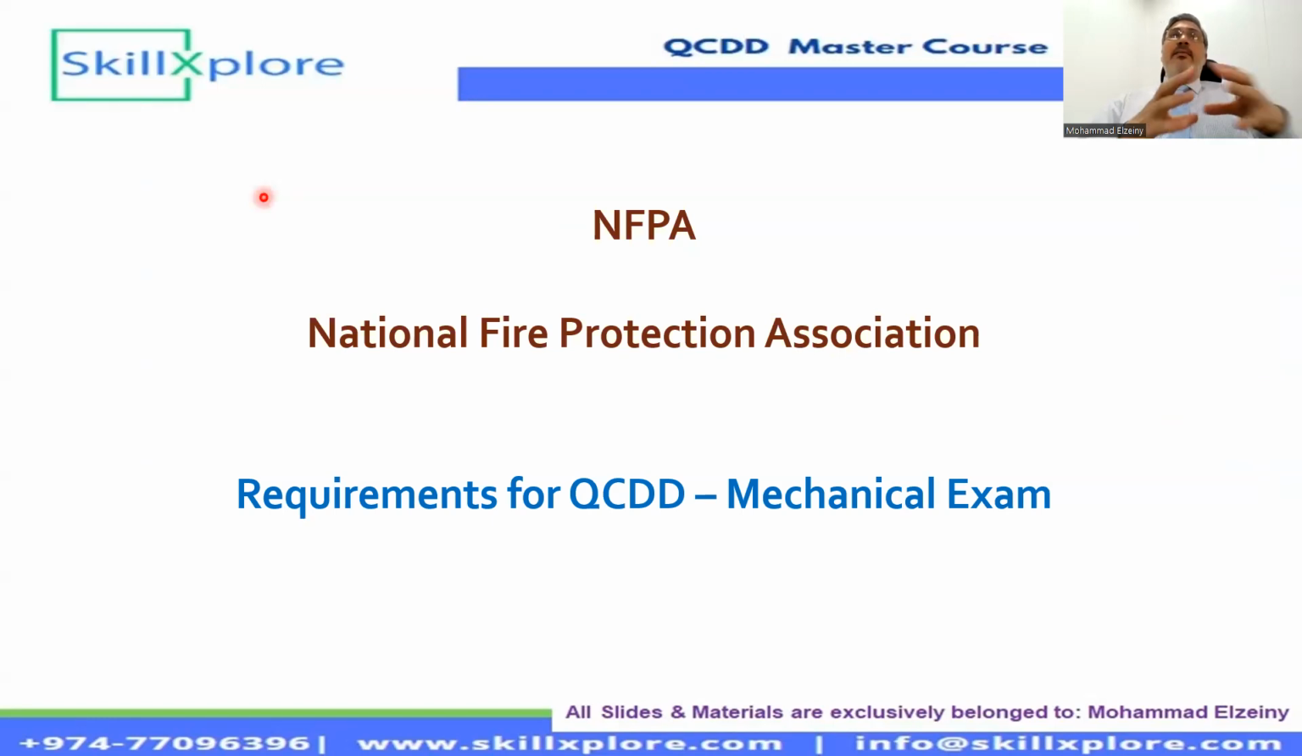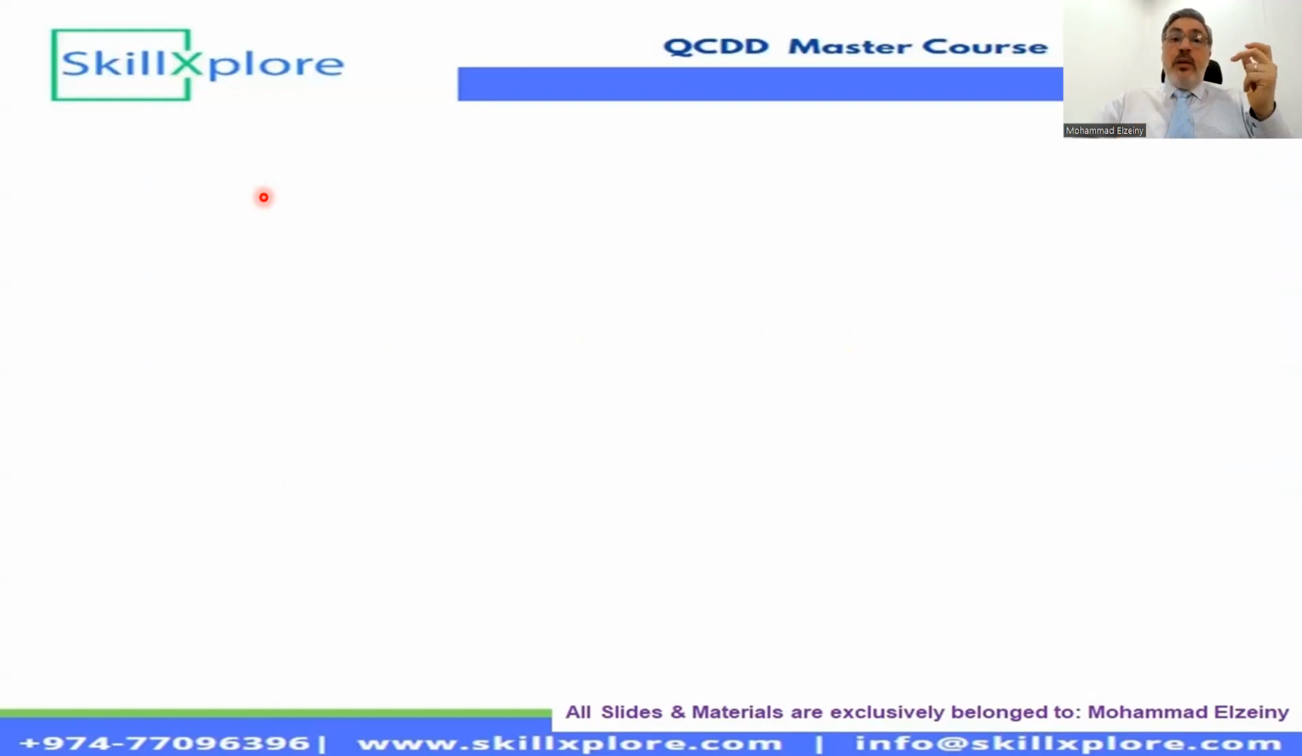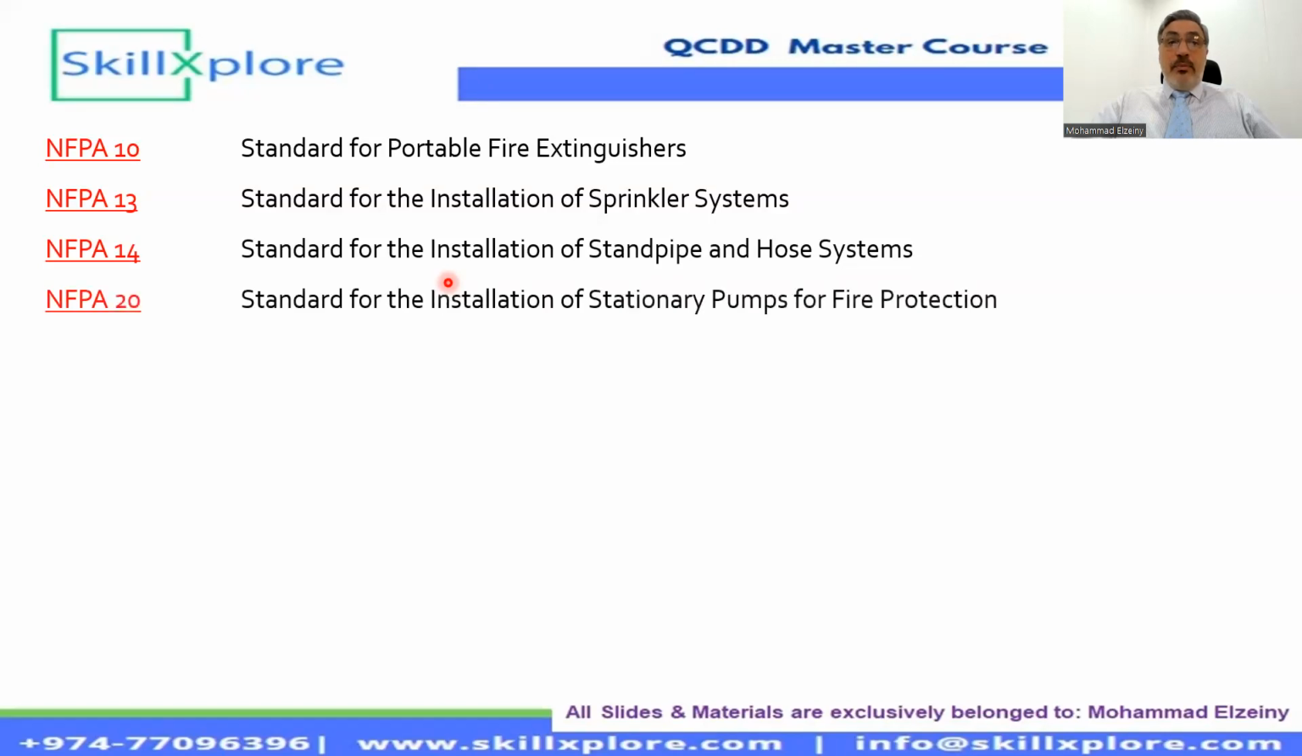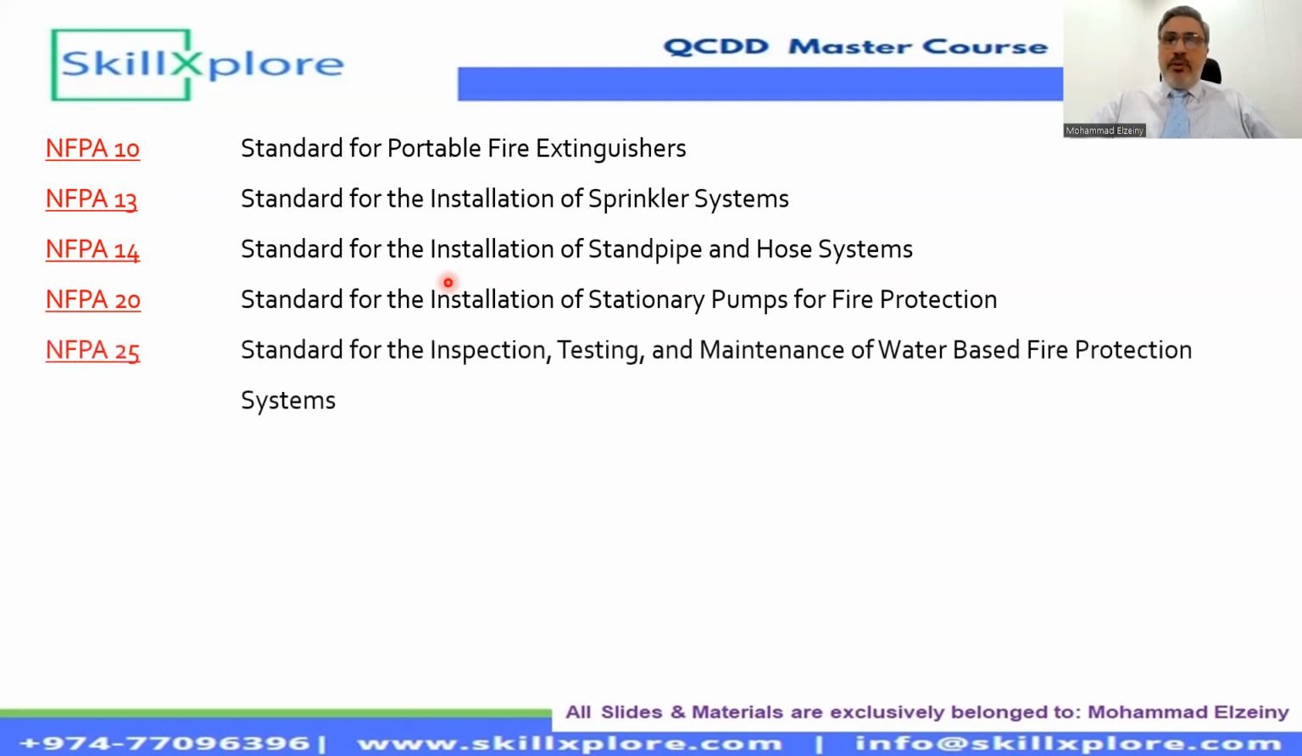Within the exams, the civil defense technical requirements guidelines talk about the overall requirements of civil defense. They always refer to the National Fire Protection Association, or NFPA. What are the sections related to the mechanical exam? First of all, NFPA 10, talking about portable fire extinguishers. Second, NFPA 13, talking about sprinkler systems, and the standpipe and hose system, NFPA 14. NFPA 20 will talk about the firefighting pumps or stationary pumps for fire protection, and how to maintain them in NFPA 25.